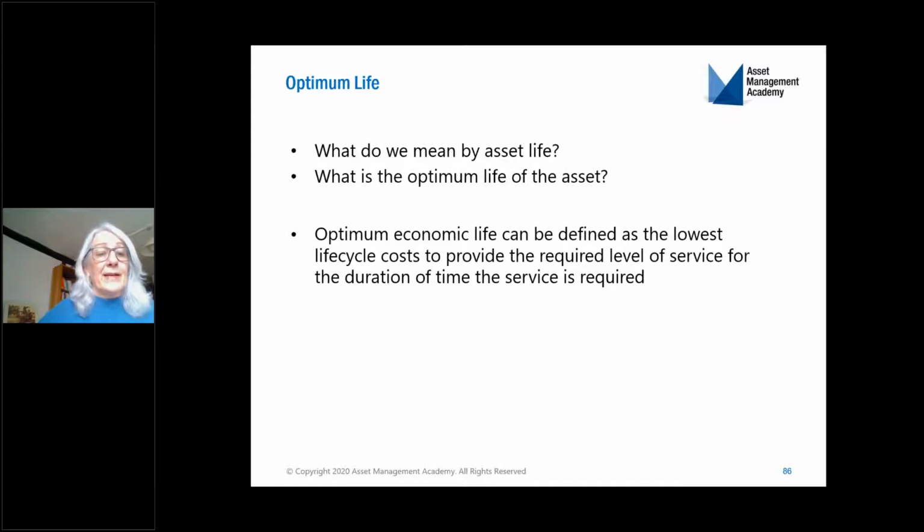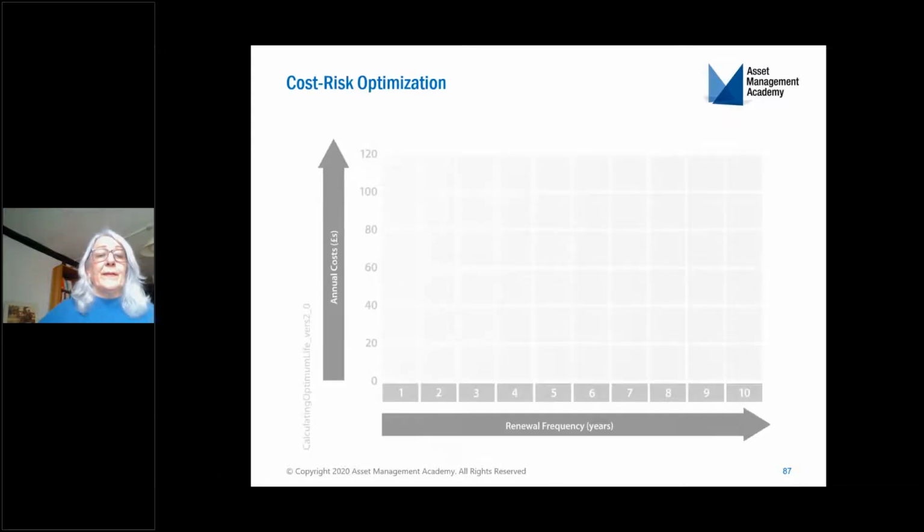Let's have a look at this in practice. This is a classic asset management curve which talks about when should we replace an asset. In other words, how long should we keep an asset before we replace it? And this is a really important curve because it suggests that there is a good time to replace an asset, and if you keep it longer than that, it's actually going to cost you more. So this is how it works.